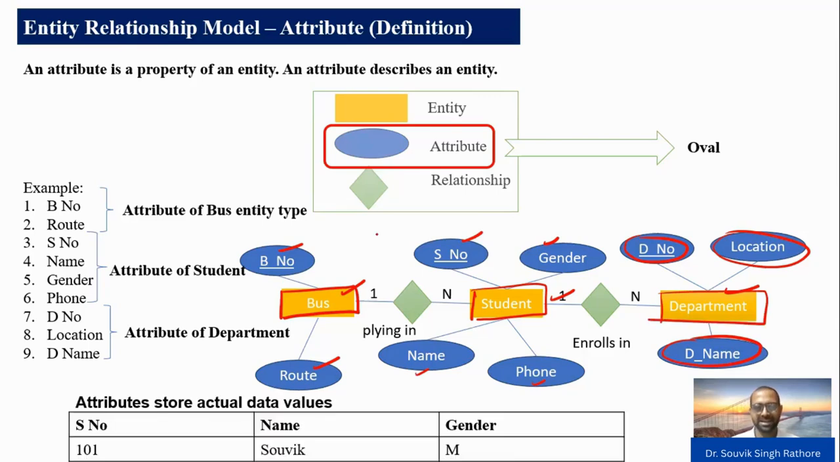Next, let's see the table. So attributes actually store the actual data values like your serial number, your name, and your gender. So your roll numbers like 101, 102, 103, etc. are stored inside the attribute S number. Your names like Souvik or Nikki or Saurav are stored under the attribute name. And finally, your gender, maybe male or female or transgender, etc., is stored inside the gender attribute.